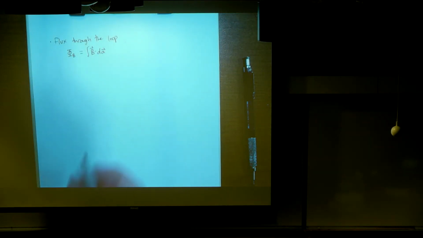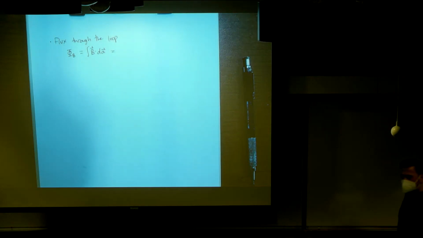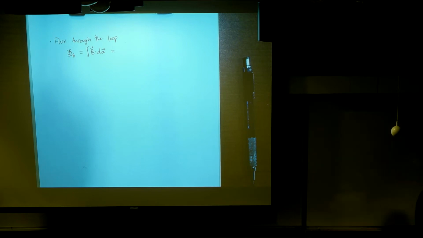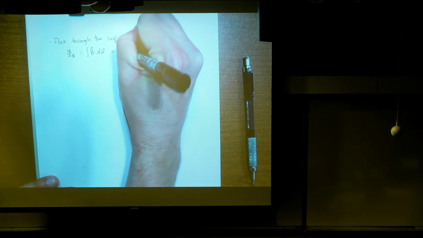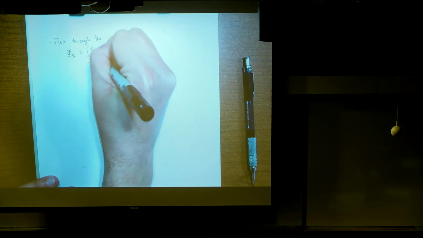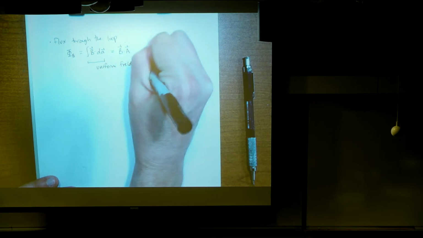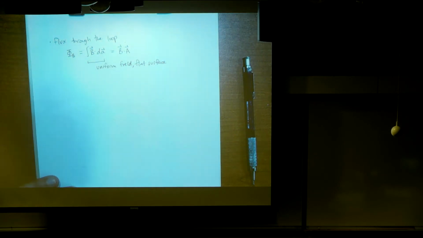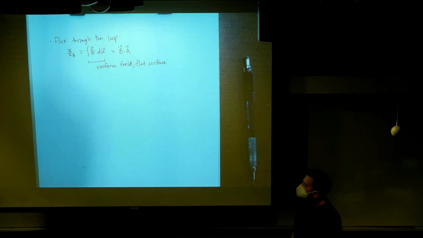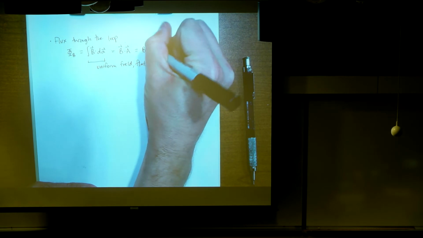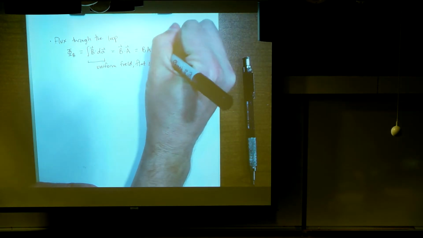Now in this case, we do have a uniform B field. Doesn't vary from place to place. And also, our surface is perfectly flat, right? So we don't really need to do this integral. We can just do B dot A. And again, the reason is we have a uniform field and a flat surface that the field is going through. So whenever that's the case, we can just get around doing the integral. Okay, also remember this, that B dot A is just magnitude B, magnitude A, cosine of the angle between them.